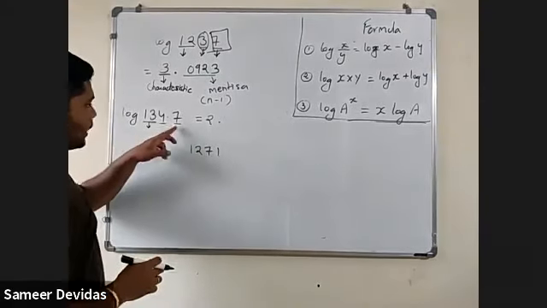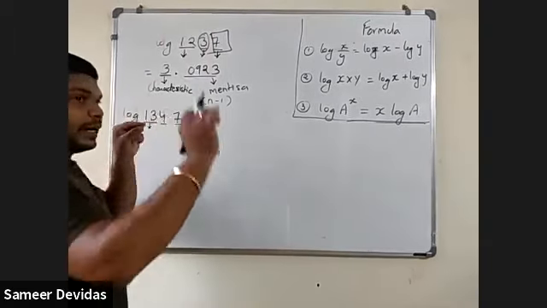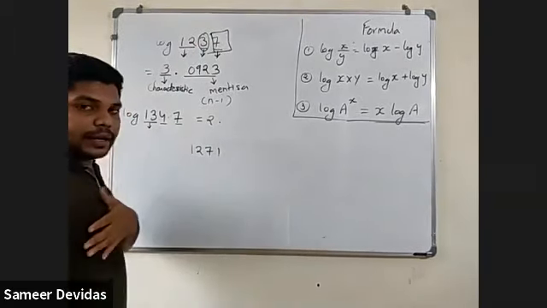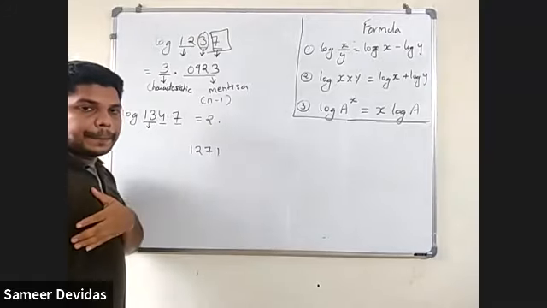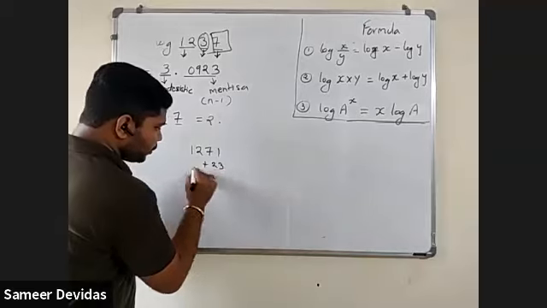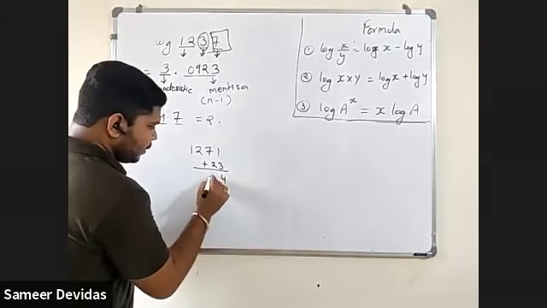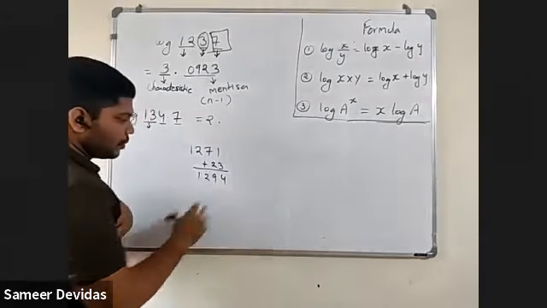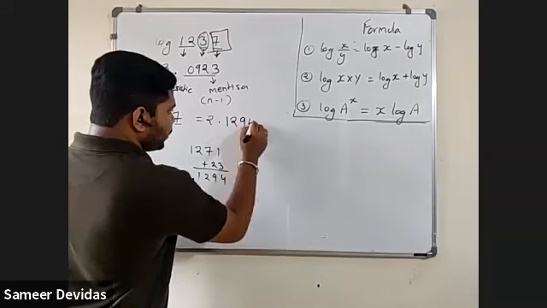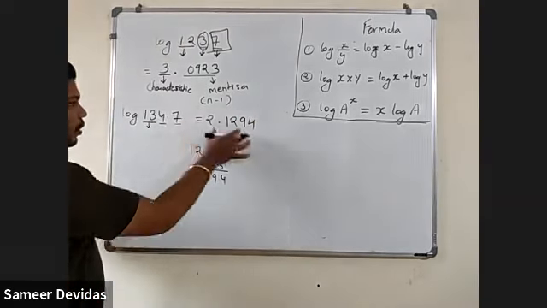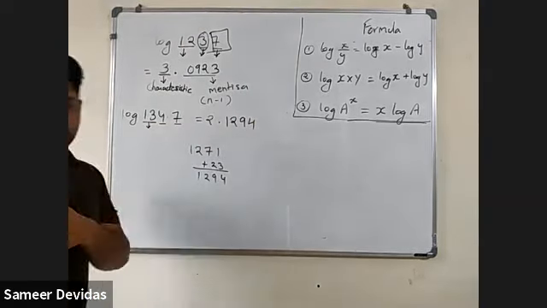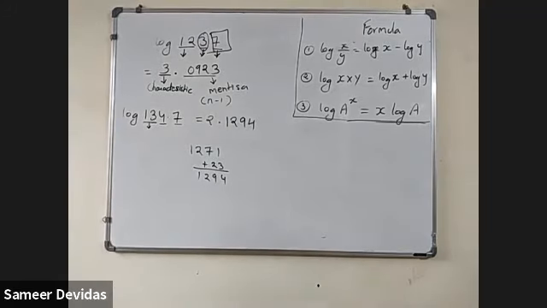Now the 7th. In row 13, you find out the mean difference 7. Which number are you getting? 23. So write down plus 23. So here what you will get? This number you will get. So you write it down: 1294. So this is the log of this number. Is it difficult, students? No, sir.